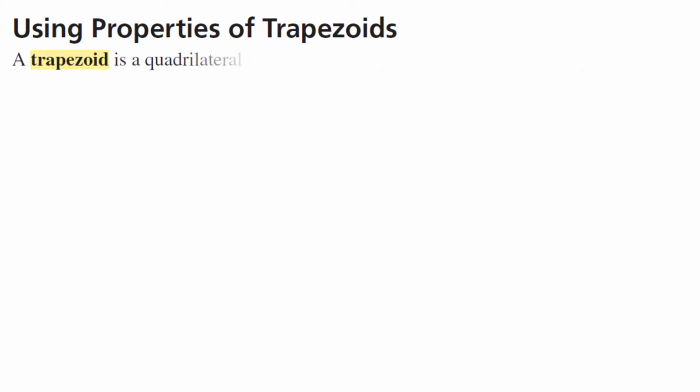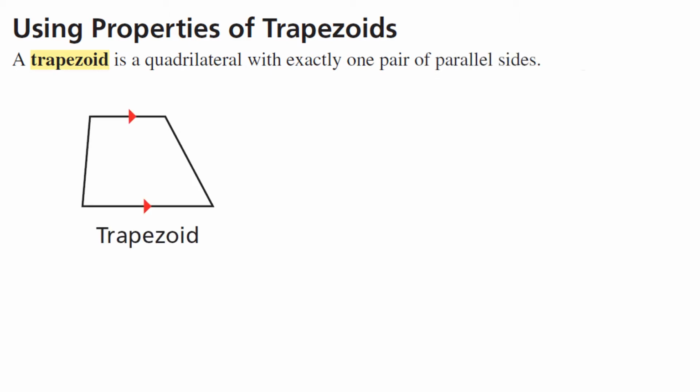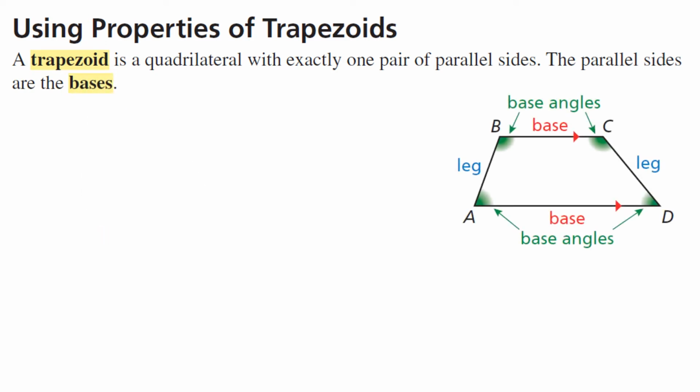So, using properties of trapezoids. Trapezoid is a quadrilateral. In other words, it's got four sides, but exactly one pair of sides are parallel. Right? For the parallelogram, which includes the square, rhombus, and rectangle, they have two pairs of parallel sides. Trapezoid only has one pair. All right, so we've got the bases and we got the legs.